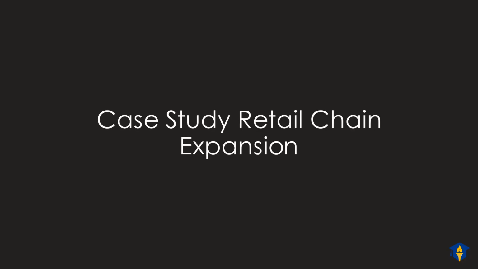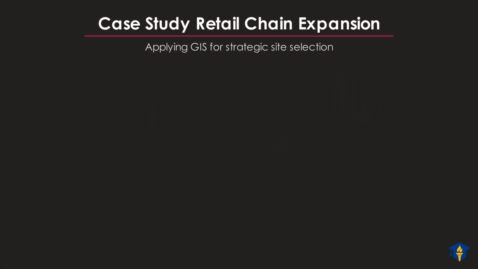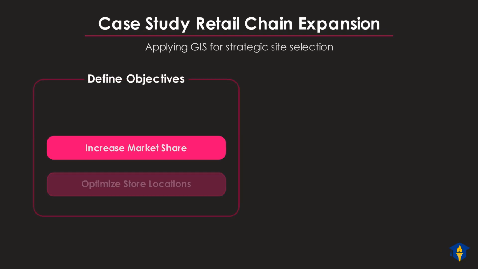Let us consider a case study on retail chain expansion, which will help illustrate these concepts practically. Here, we will apply GIS for strategic site selection to maximize our chances of success. First, we must clearly define our business objectives for this expansion project.